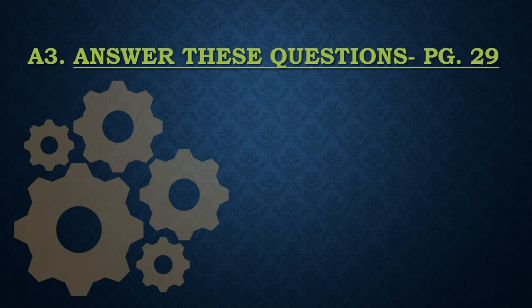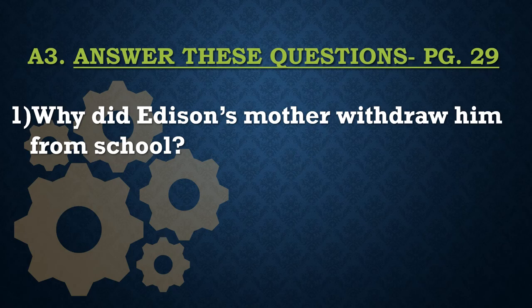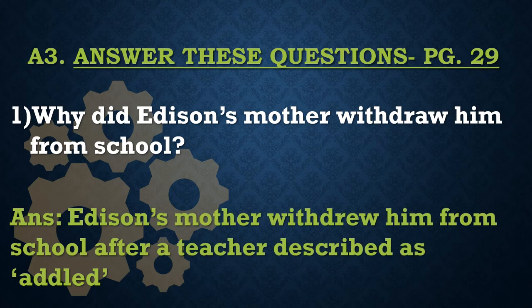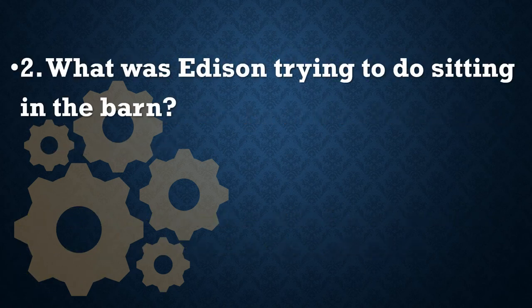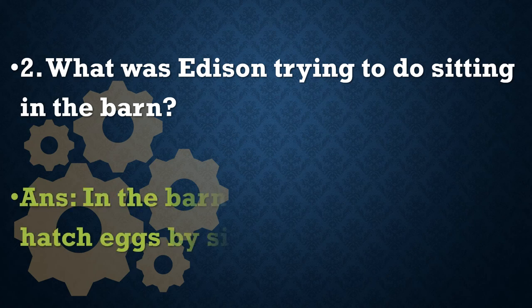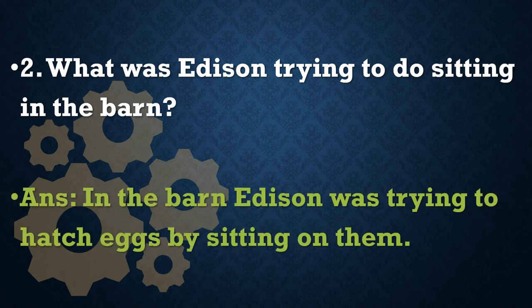Let's see number 1. Question number 1 is, why did Edison's mother withdraw him from school? The answer for this one is, Edison's mother withdrew him from school after a teacher described him as addled. Question number 2 is, what was Edison trying to do sitting in the barn? The answer for this one is, in the barn, Edison was trying to hatch eggs by sitting on them.